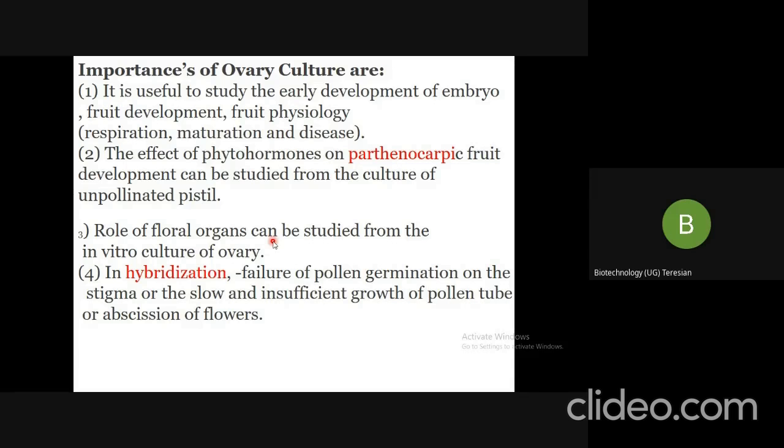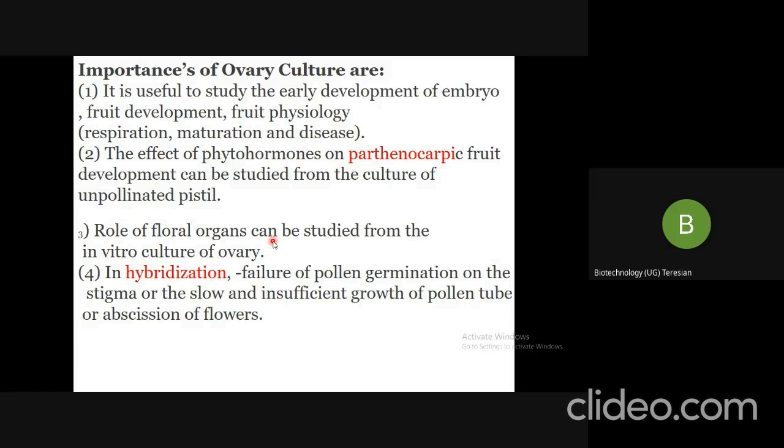Next, the ovary culture has been successful in inducing polyembryony. So polyembryony plays a good role. That is, a polyembryo may develop in culture from various parts of the ovary. These polyembryos give rise to many shoots instead of a single plantlet. Let me make it more clear. The formation of more than one embryo from a single fertilized ovum or in a single seed is known as polyembryony.